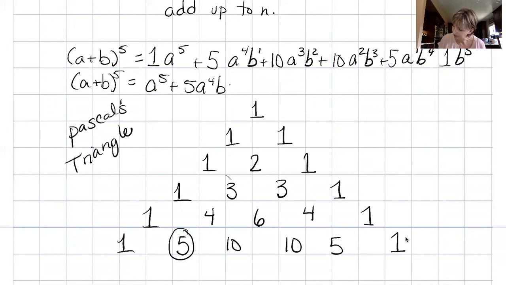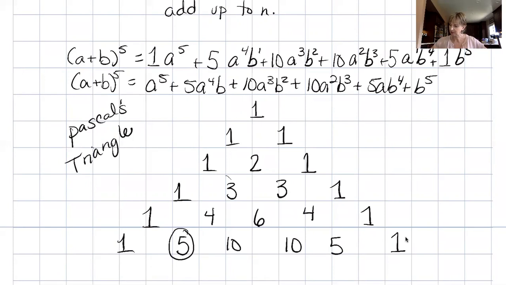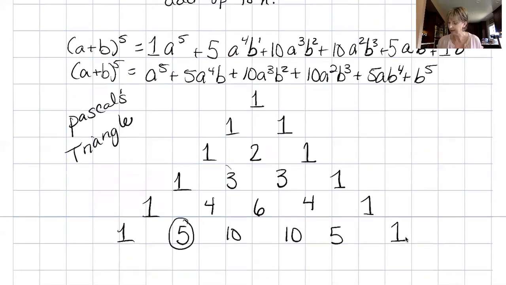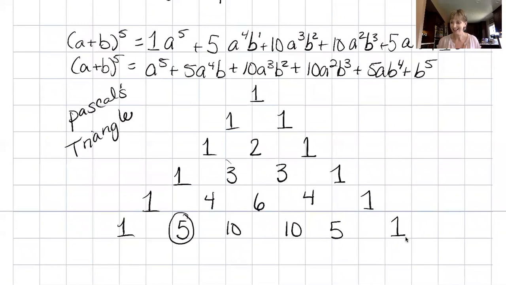plus 10a cubed b squared, plus 10a squared b cubed, plus 5, I don't have to put the 1, plus b to the 5th. And that's my binomial expansion for a plus b to the 5th, the easy way, using the binomial theorem. Okay, excellent.